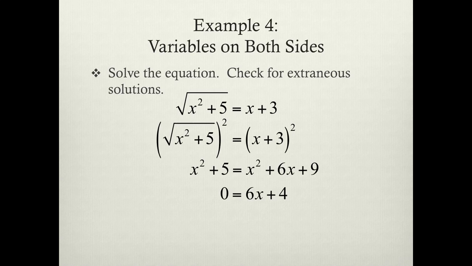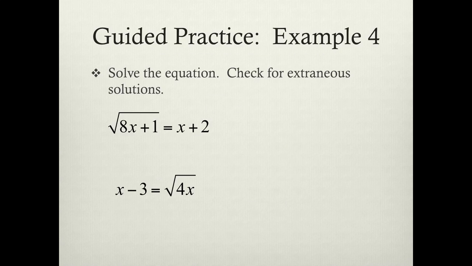Now, if I try to get everything on one side equal to 0, you'll notice that my x squares actually cancel out, and I'm just left with a linear equation. 0 equals 6x plus 4. So now I can solve for x by subtracting 4 and dividing by 6 and making sure that my answer is in lowest terms, which would be negative 2/3. Now when I put this back in, it does actually work, and so negative 2/3 really is my answer.